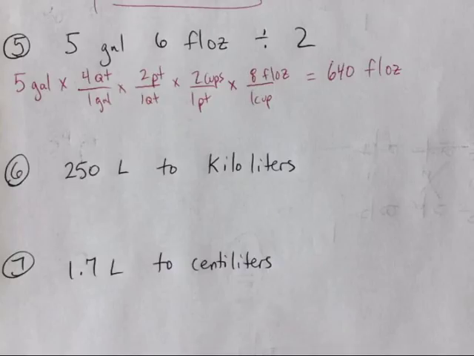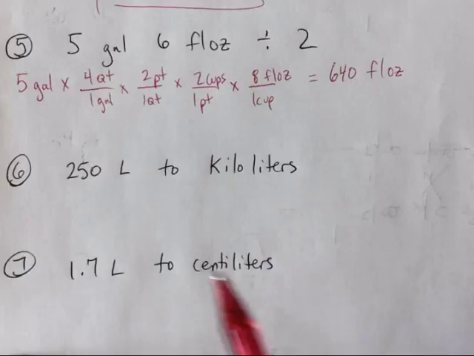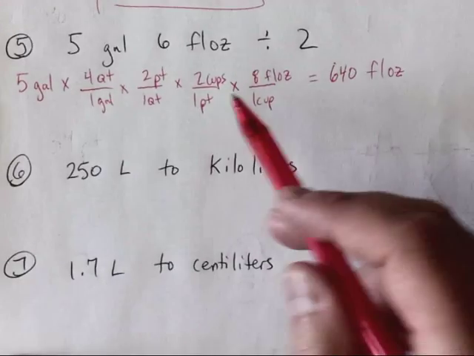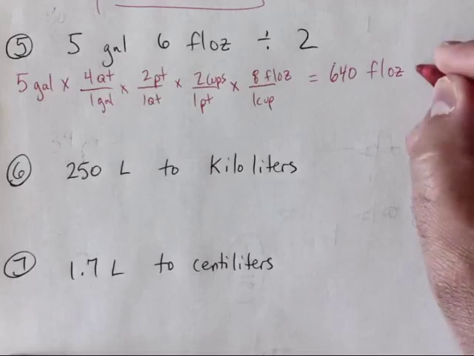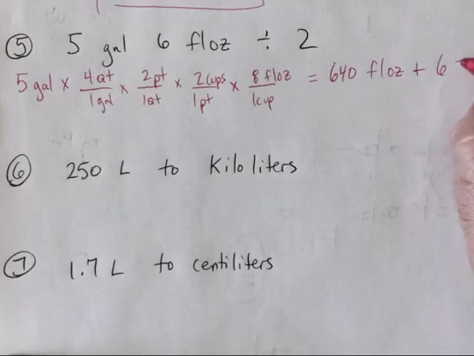Okay, so there should be 128 fluid ounces in 1 gallon. So if we do 128 times 5, that should give us 640. So that works. Okay, so that's just for the 5 gallons plus the 6 fluid ounces. So 640 plus 6 gives us 646 fluid ounces total.